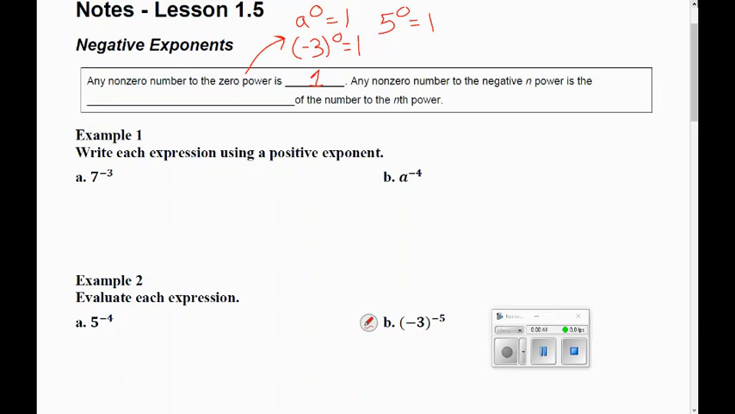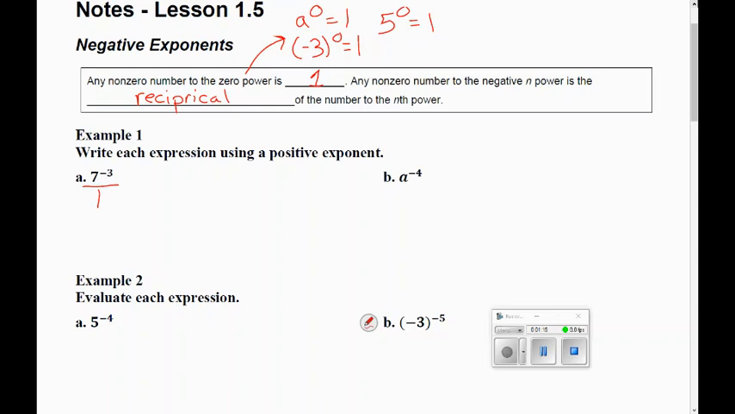Any non-zero number to the negative n power is the reciprocal of the number to the nth power. So example 1, remember, to be a reciprocal, all you need to do is have a fraction to start with. And if you don't know how to make something into a fraction, remember, it's easy to just put whatever it is over 1, and then you can easily take a fraction and make it the reciprocal by flipping that over.